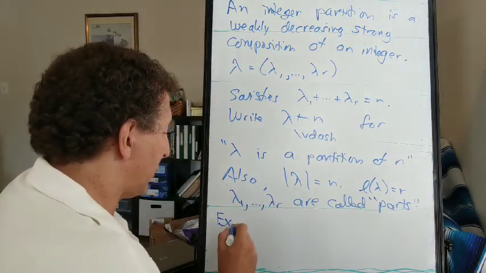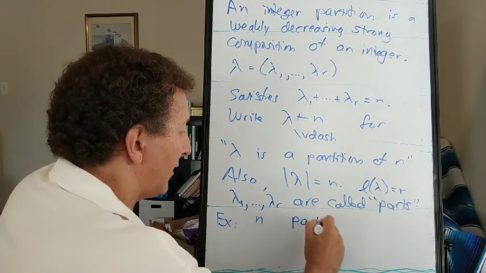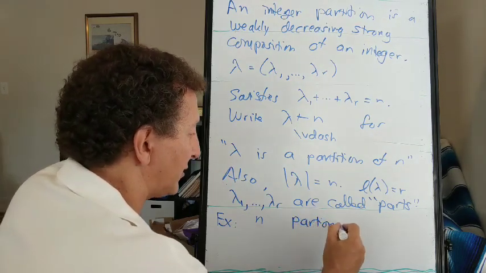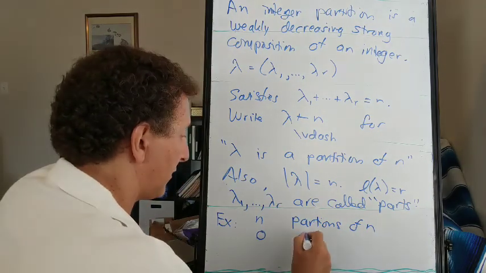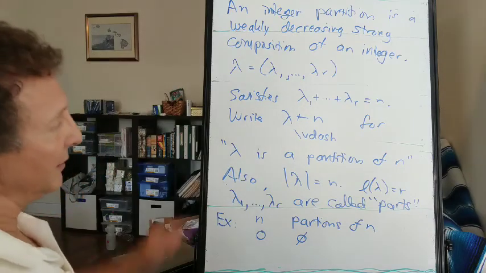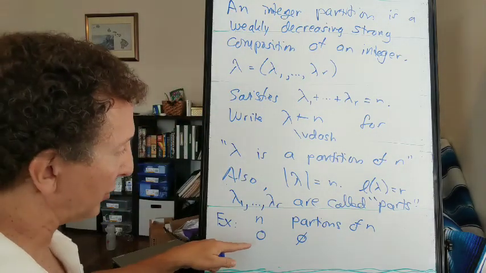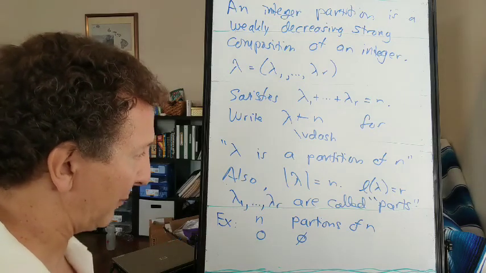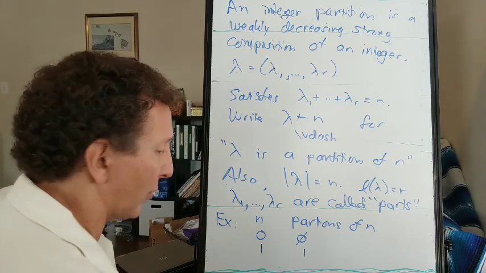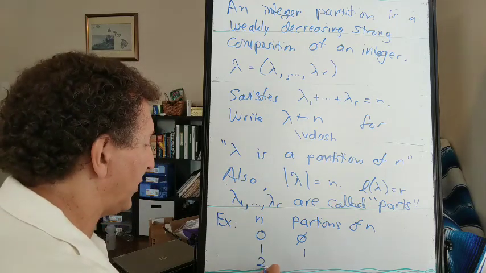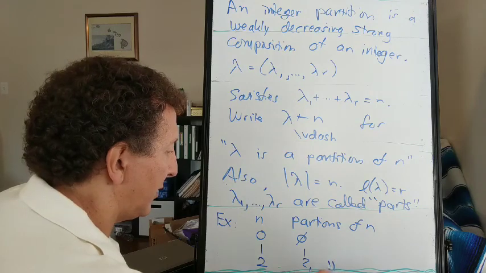So for example, if we list some integers and partitions of those integers, since these components are all positive, the only partition of 0 is the empty partition. The only partition of 1 is 1. There are two partitions of 2. We have 2 and 1, 1.